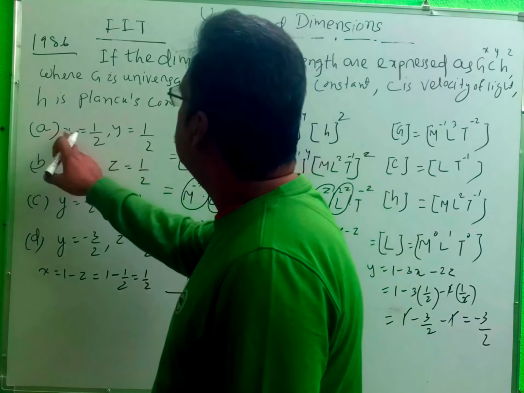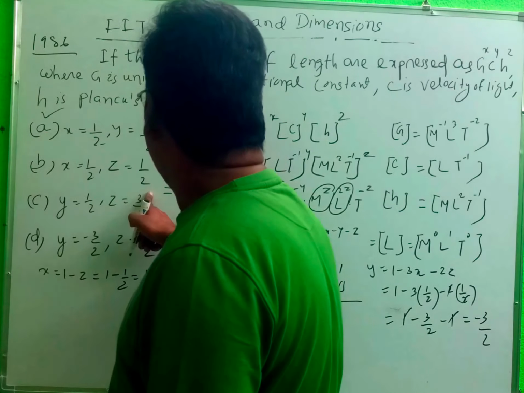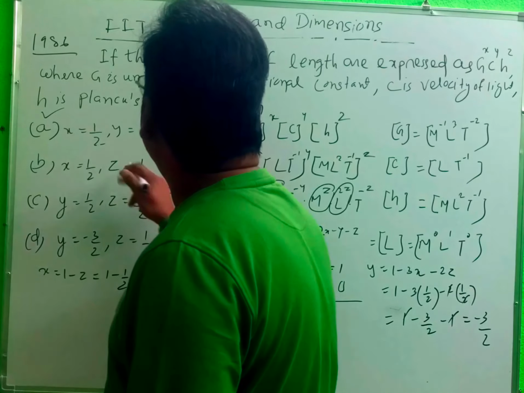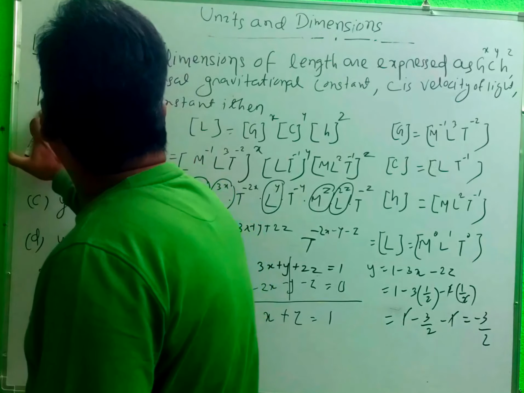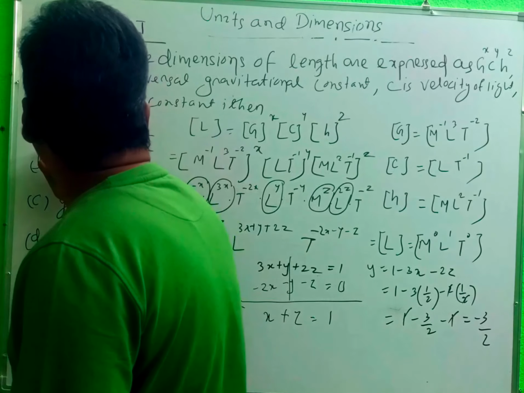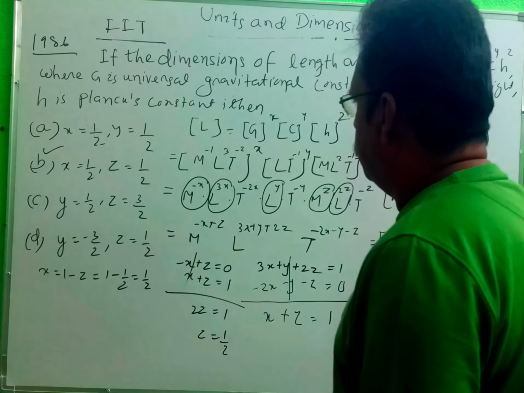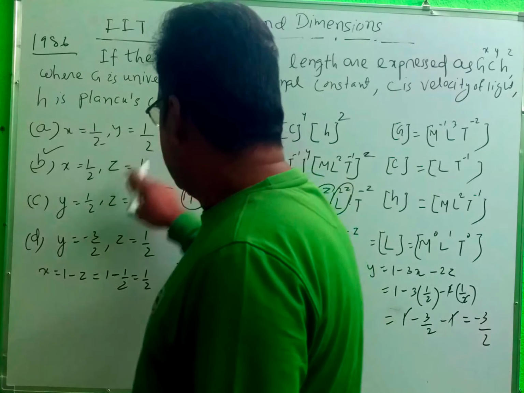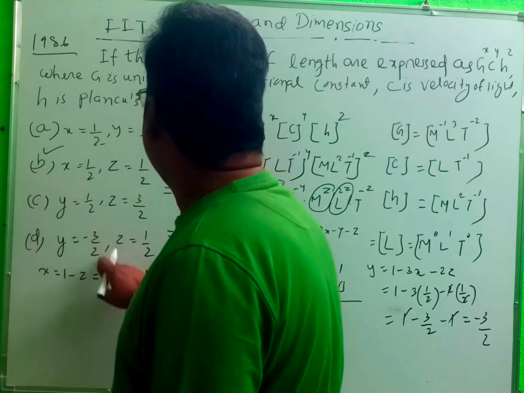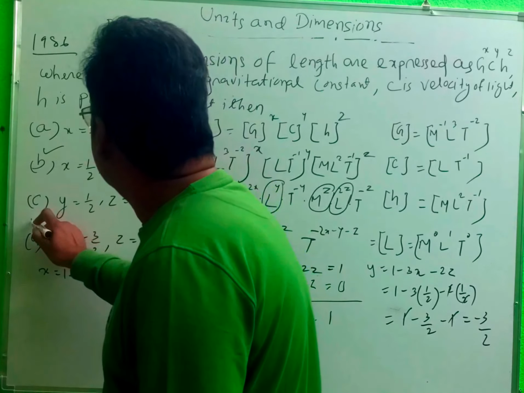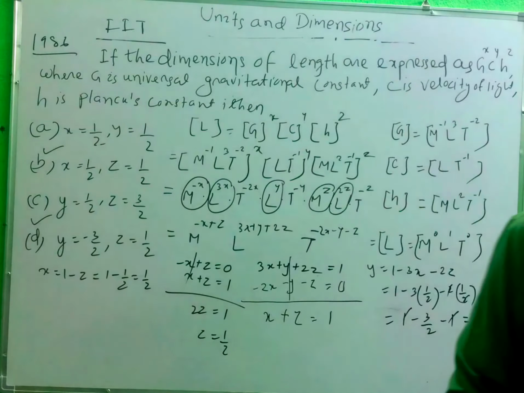So student, let us see, x is half, y is half, this is correct. x is half, z is half. Sorry, x is half and z is half, not y. x is half and z is half, this is correct. y is minus 3 by 2, so this is not correct. And y is half, z is 3 by 2, this is also not correct. y is minus 3 by 2, z is half, this is also correct. So students, B and D options are correct in this question.